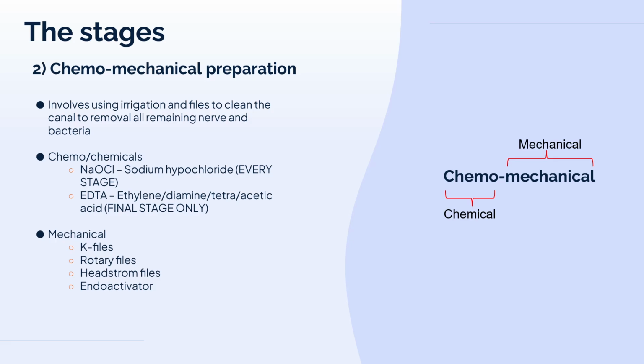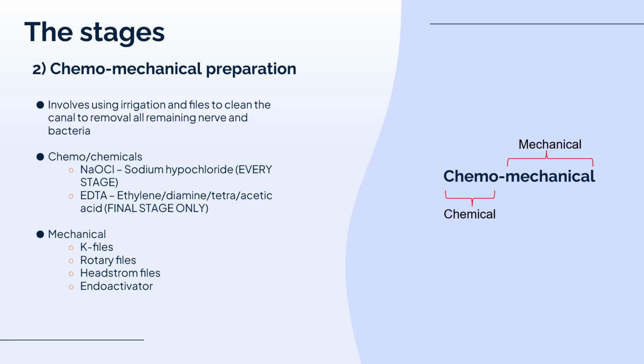When do you need sodium hypochlorite? You need it at every single stage. Step 1, step 2, step 3, stage 1, 2, 3. The purpose of sodium hypo, hypo is another term for it. The purpose of hypo is it dissolves any pulp tissue, it dissolves any blood, and it also disinfects.